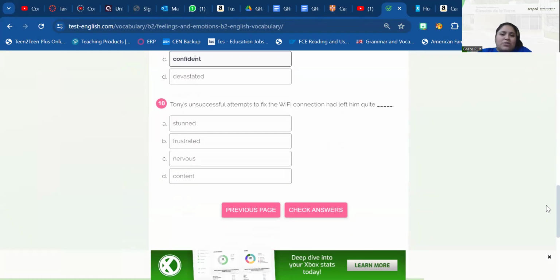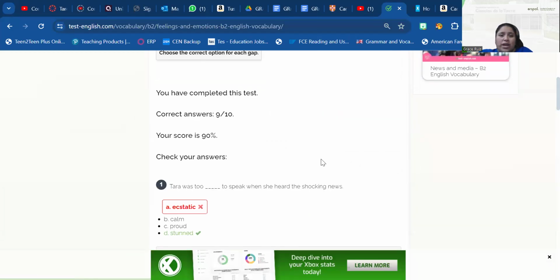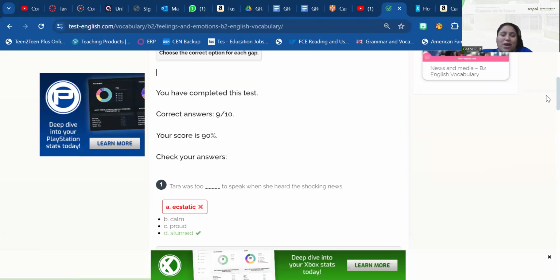Tony's unsuccessful attempts to fix the Wi-Fi connection had left him quite. If it's unsuccessful attempts to fix the Wi-Fi connection, that would leave him quite stunned, frustrated, nervous, or content. Definitely frustrated, right? So let's check our answers. We got one incorrect. Oh, look, the very first one that we were not sure about.